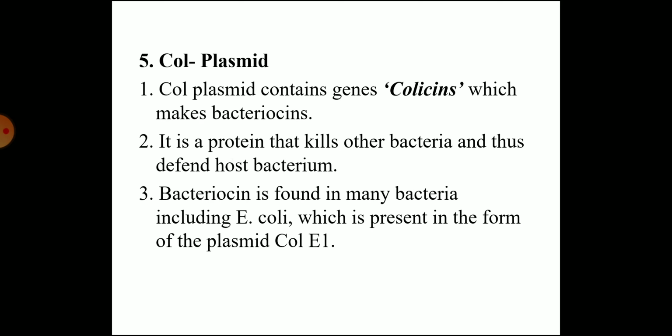And the last one is Col plasmid. This Col plasmid contains genes for colicin, which makes bacteriocin. It is a protein that kills other bacteria and thus defends the host bacterium. This bacteriocin is found in many bacteria including E. coli, which is present in the form of the plasmid Col E1.